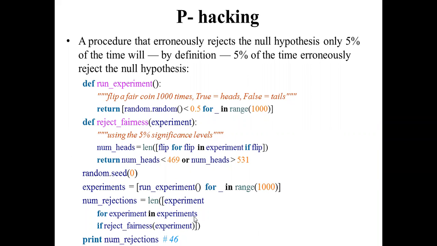So for this, we can run the experiments. This is the code for that. Within that, for the experiment, I have given 100 times. That is true equal to heads and false. If it is false, then tails will be there.